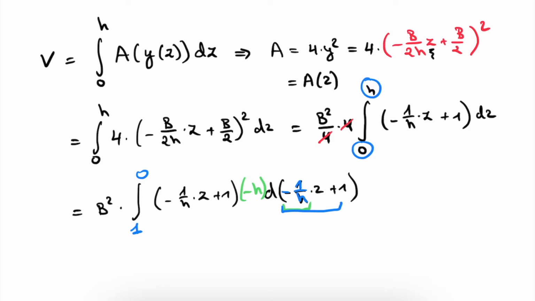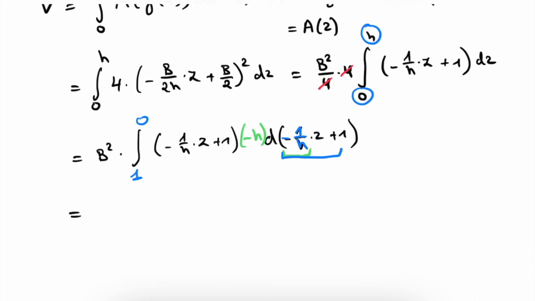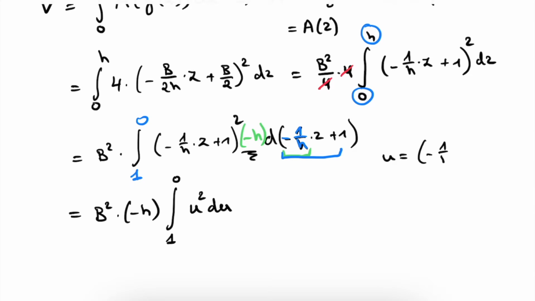So these are our two new boundaries. This can then be calculated. We have b squared multiplied by minus h, which is this constant that we put outside of the integral, multiplied with the integral from 1 to 0 of u du. And I see that I have forgotten a square in all of these, but that doesn't matter just until now. So I can correct it at this point. And we see, of course, that u is equal to minus 1 over h times z plus 1.